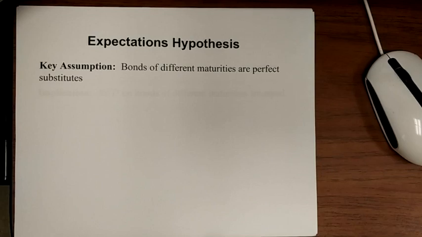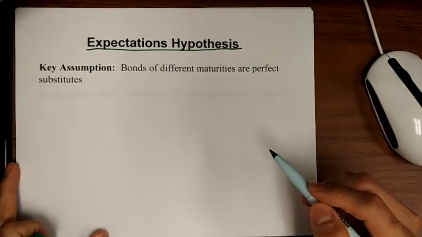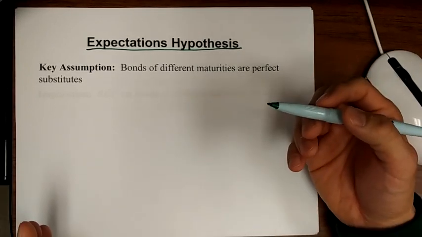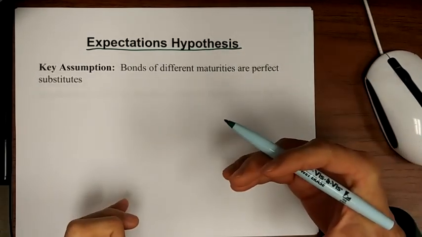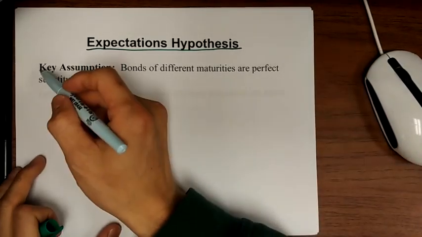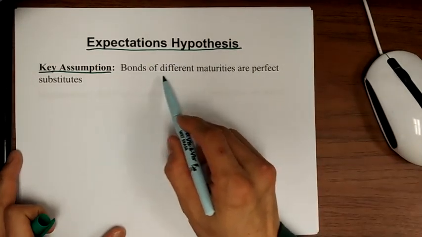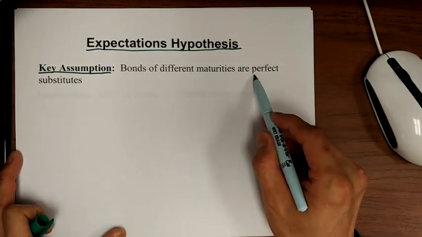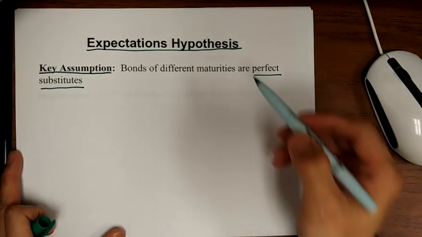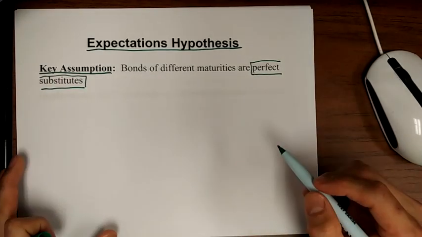The first theory is called the expectation theory. Any theory is composed of assumptions. You make several assumptions and that becomes a theory. The key assumption of this expectation theory is bonds of different maturities are perfect substitutes. Now, have you ever heard about this term? Perfect substitutes? What does that mean?